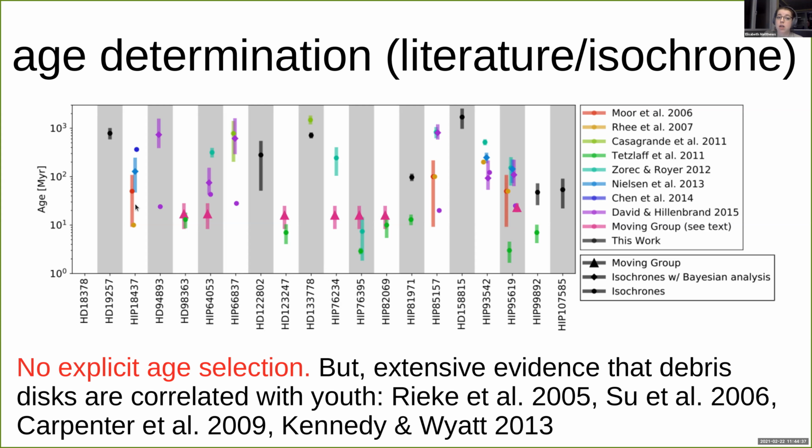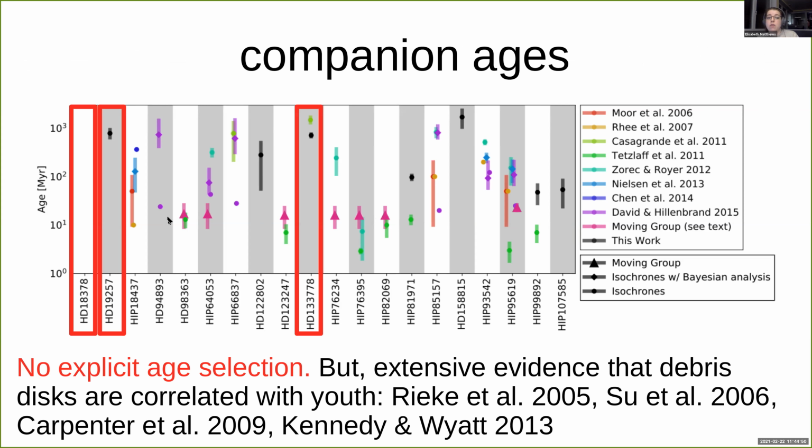Several of the stars are young systems. We've got lots of moving group members, for example, with ages of a few tens of millions of years. But there are also several older systems in this work as well. In particular, all of those three objects that host companions are slightly older. For HD 18378, we don't have an age, but the star is a giant star, so it's a more evolved star. HD 19257 is still on the main sequence, but it's towards the end of its main sequence lifetime. And HD 133778 has just very recently left the main sequence.